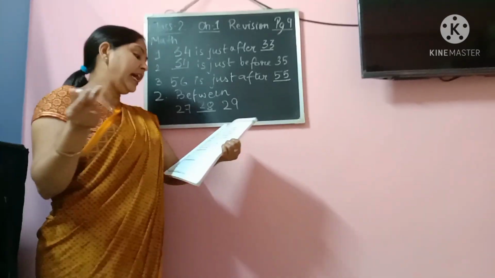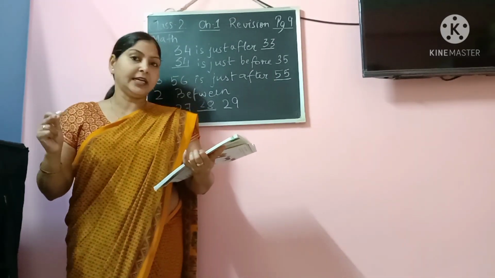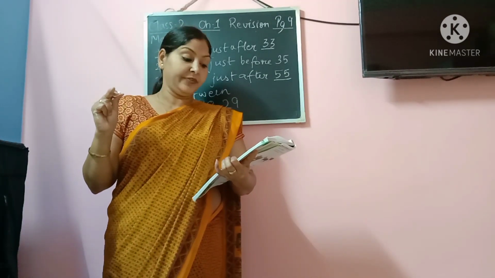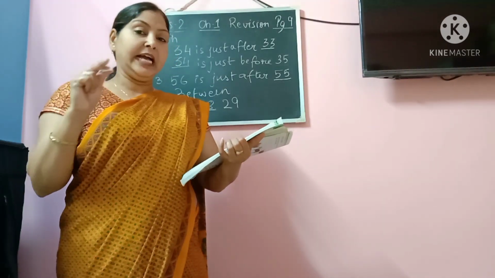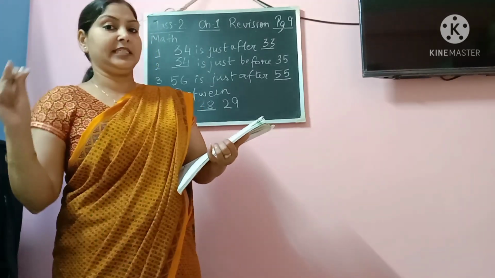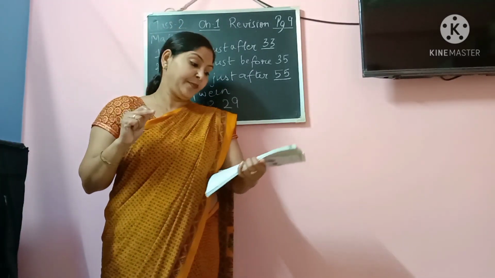Alright, then we have the next one, 33, 35. What comes between 33 and 35? It is 34. Then 67, 69. So 67, 68, 69. That means 68 comes between 67 and 69.